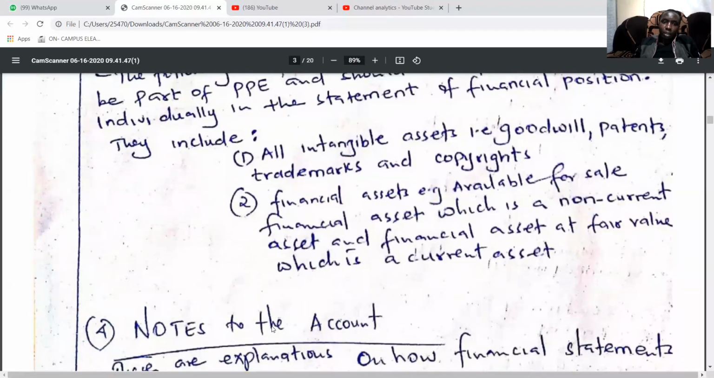Then number two, we have financial assets. So the available for sale financial assets, which is a non-current asset, and financial assets at fair value, which is a current asset. Mention somewhere that you read IFRS 9. Go and research on IFRS 9 if you want to understand more, because this is a topic on its own. Before I come to that topic, just go and do your short research concerning IFRS 9 so that you can understand what I am talking about when I say financial assets.